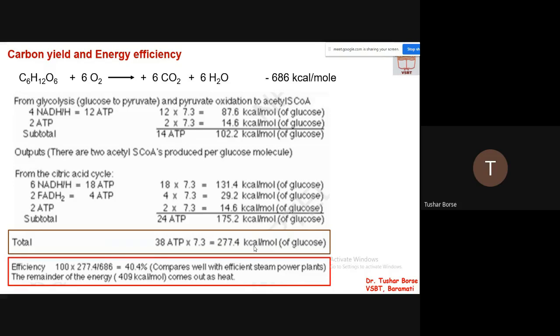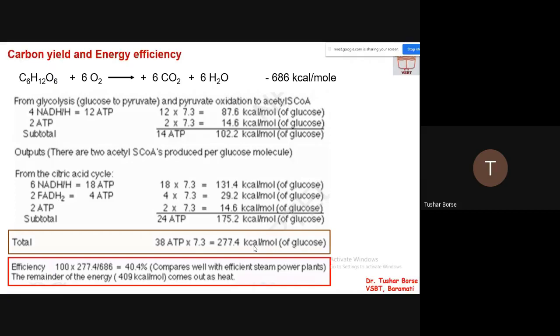It is for maintaining the body temperature. Okay, and it could be used for some other processes also, where we don't want to go into all those particular types of details. Okay, so here the energy efficiency is simply only 40%.